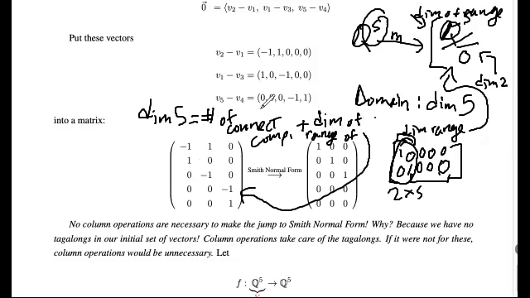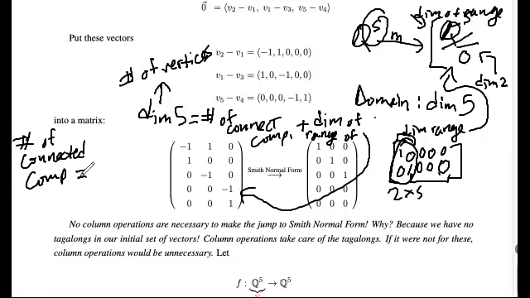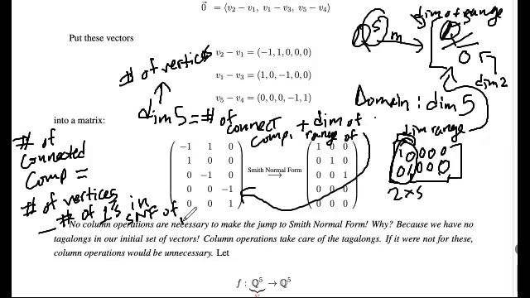So dimension 5. So how do you compute the number of connected components in general? You take the original dimension, and remember what the original dimension is? It's just the number of vertices we were starting with. So this actually gives us something quite good. The number of vertices is equal to the number of connected components plus the dimension of the range of the Smith normal form. So just the number of ones you see in the Smith normal form. Okay, so if we solve for the number of connected components, the number of connected components is equal to the number of vertices minus the number of ones in the Smith normal form of the incidence matrix, which is the dimension of the range.